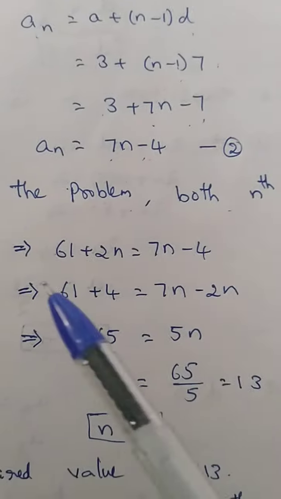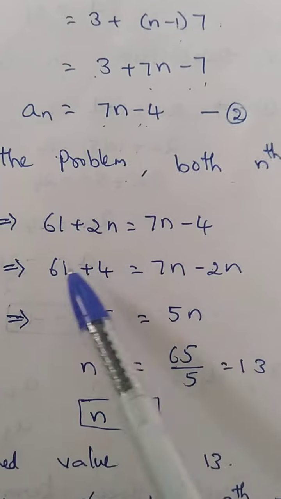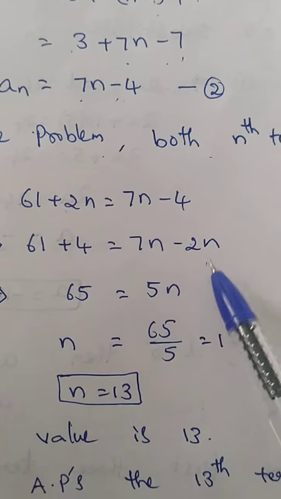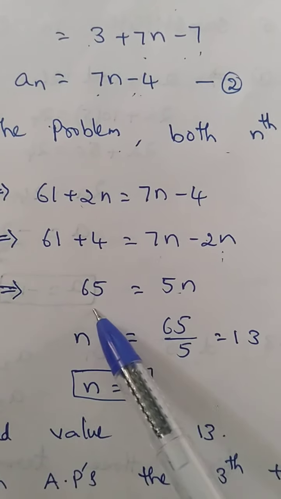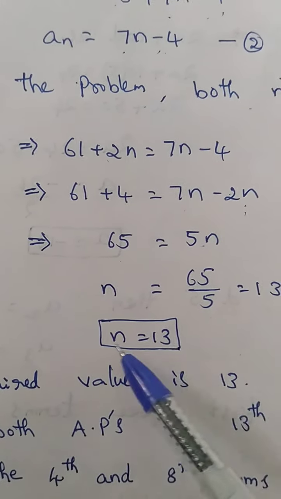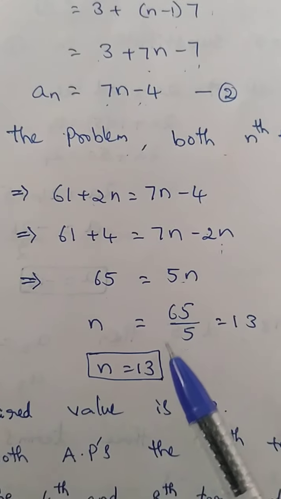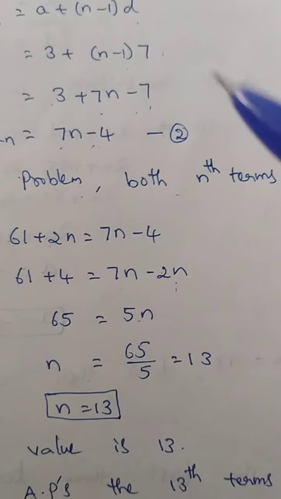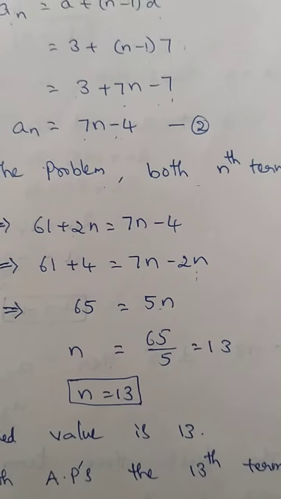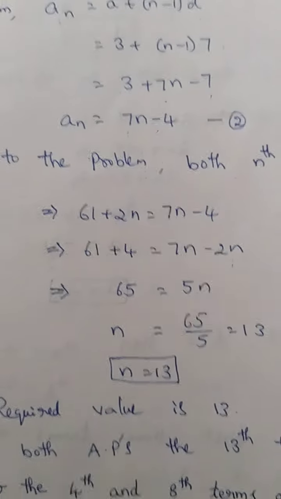The nth term of the first is 61 plus 2n. Here the nth term is 7n minus 4. We equalize both nth terms. Then 61 plus 4, transposing the negative to this side, and transposing 7n to this side, 7n minus 2n is 5n. 61 plus 4 is 65. So n is equal to 65 by 5, that is equal to 13. n is equal to 13. Then automatically at the 13th term both values are equal. At the 13th term both arithmetic progressions have equal values. Therefore the required value is 13.